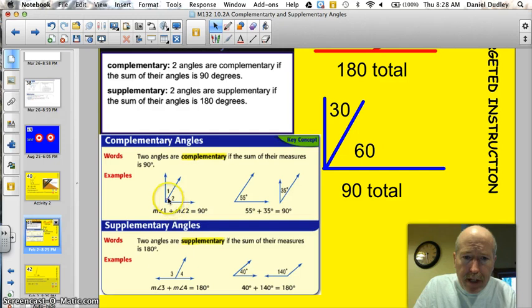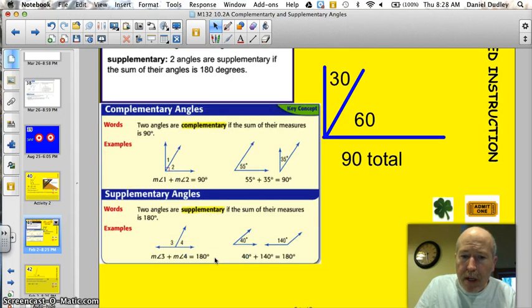Here's complementary. Angles 1 plus 2 are going to equal 90 degrees. Look at the way they took these other two angles. They broke them apart, but still it's a 55-degree angle and a 35-degree angle, so they're still complementary because they add up to be 90 degrees. You could take this guy and slide it over here and make a 90-degree angle.